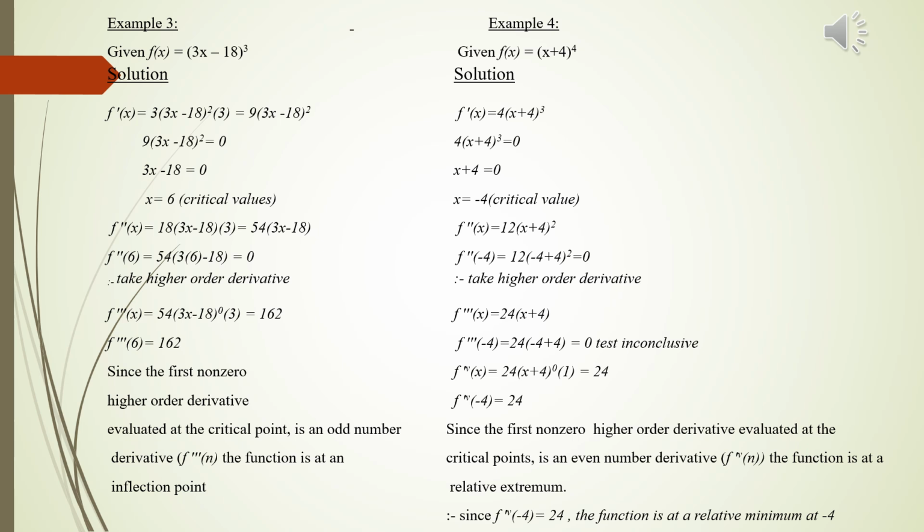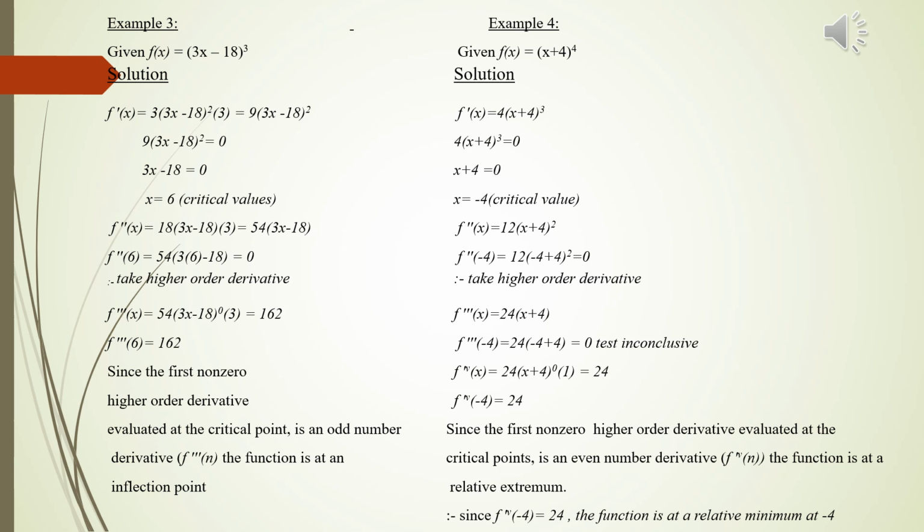Given f prime of x equals x plus 4 all raised to power 4. Step 1, we have to take what? The first derivative and set it to 0, which is what? 4 open bracket x plus 4 all raised to power 3. Then set that to 0. X plus 4 equals 0. X equals what? Minus 4. That's our critical value. So we have to take the second derivative.